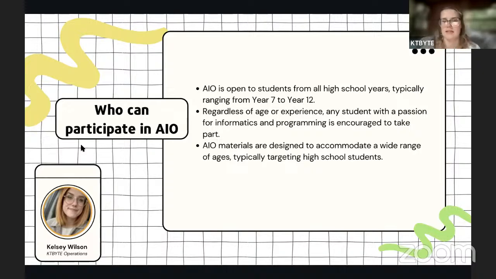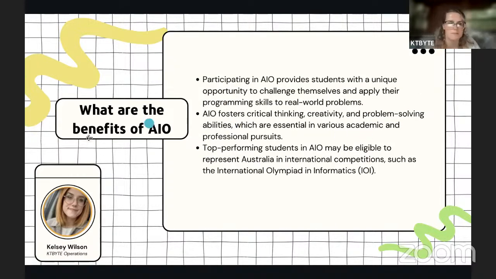So the materials are designed so that they can accommodate a wide range of ages. Generally, it is targeting more high school students or more people who have that skill level. But like I said, it does have some of those problems, questions that, if you are younger and you want to try, we would always say, go ahead and try. There's no real negative if you don't do well the first time. A lot of times you have to keep working on problems like these in order to get better at them. So that sums up who is able to participate, what ages, the expectation there.